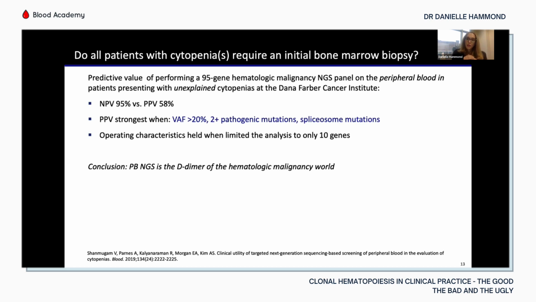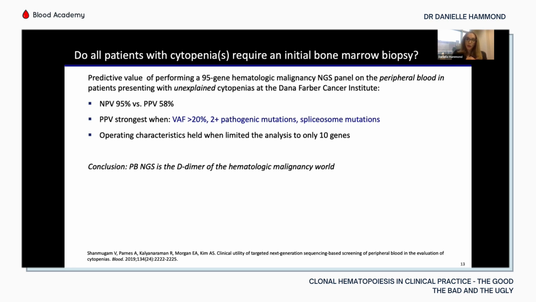So I think this is quite valuable, that if the peripheral blood NGS is clean, it's unlikely that that patient really does need a bone marrow biopsy to investigate further. But if somatic mutations are picked up, then it's likely unavoidable at this time to perform a bone marrow biopsy.